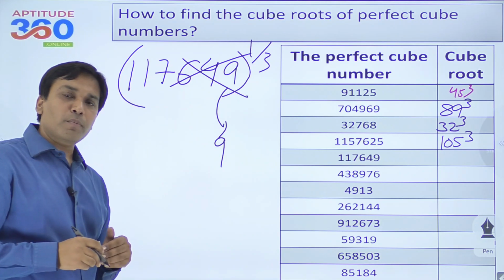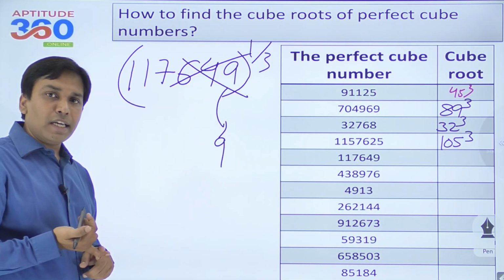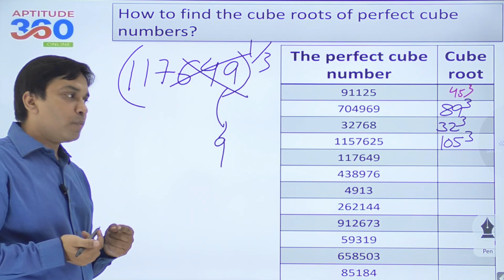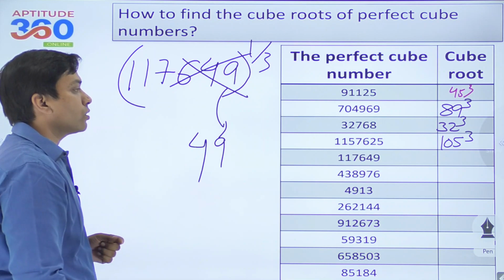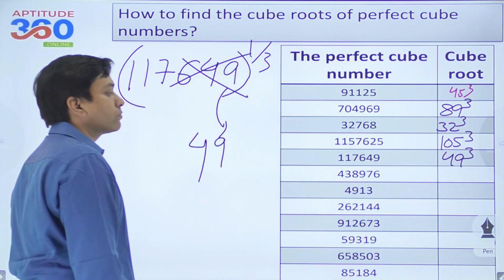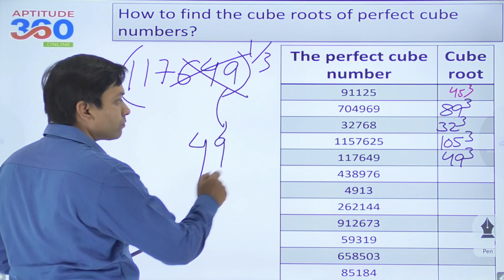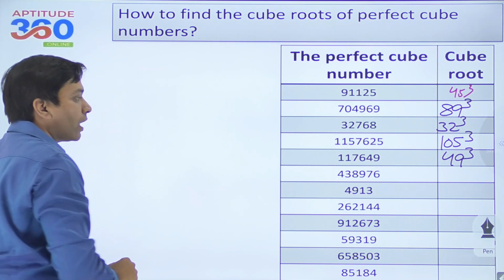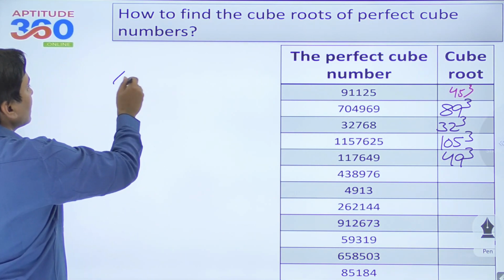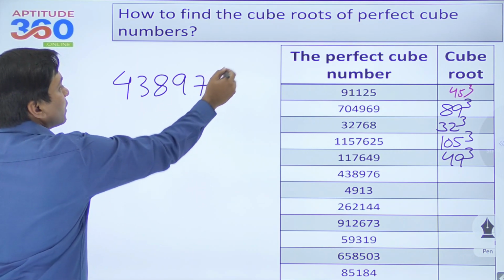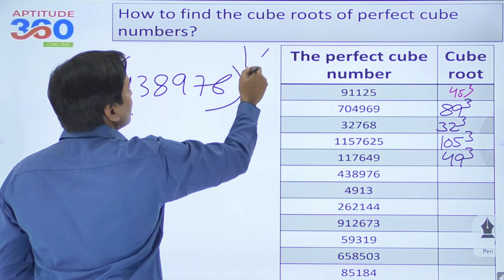117, which is a perfect cube number just less than this number. 5 cube is 125. 4 cube is 64. So this is going to be 4. So this number is 49 whole cube. One more, because I thought that I would be able to solve all of them, but that doesn't seem to be the case for today. But then I'll take this.